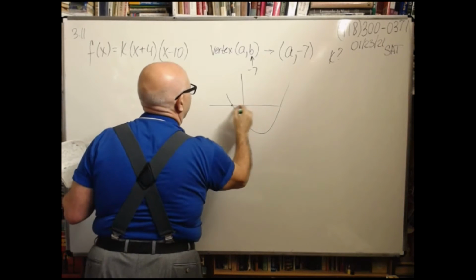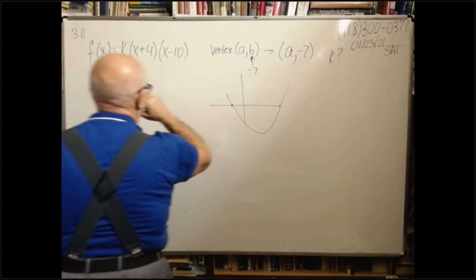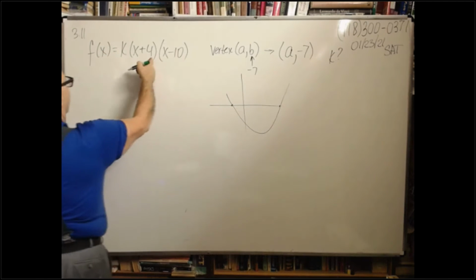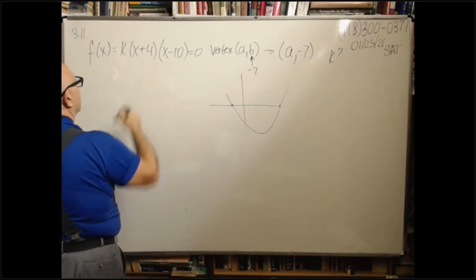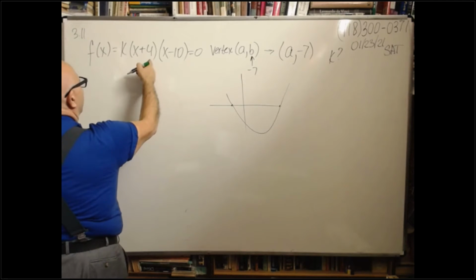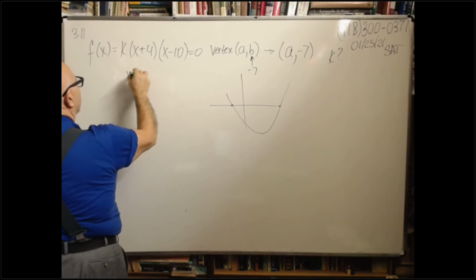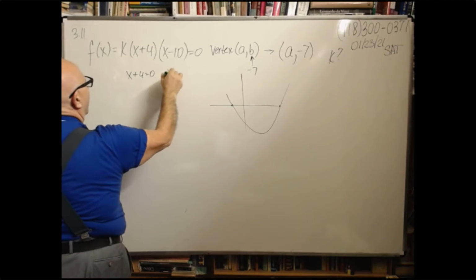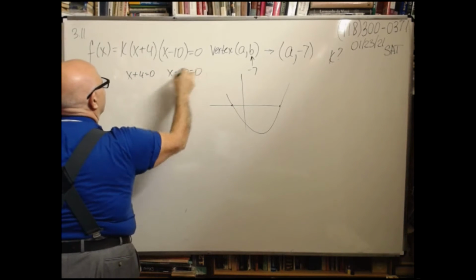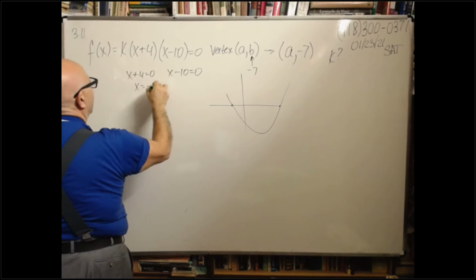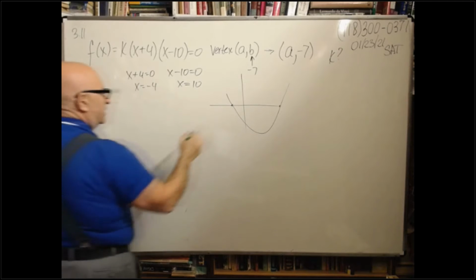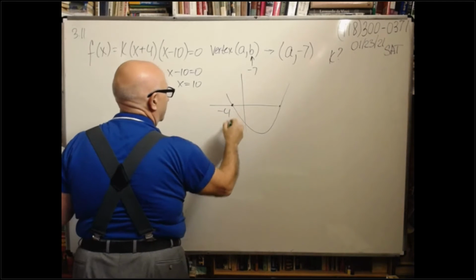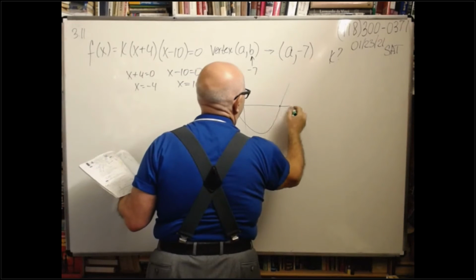I don't know how. Let's say, generally speaking, this one. I want to find, like we did before, the x-intercepts. It equals 0 when either x plus 4 equals to 0 or x minus 10 equals to 0, or x equals to -4 or x equals to 10. I know this is -4 and this is 10 schematically.